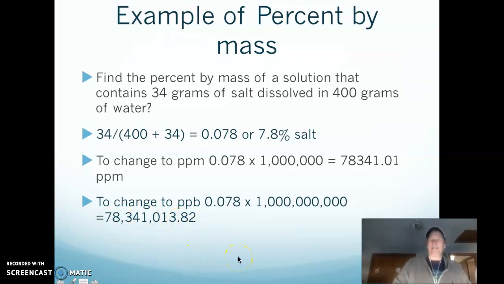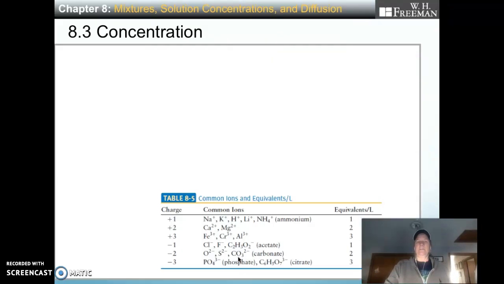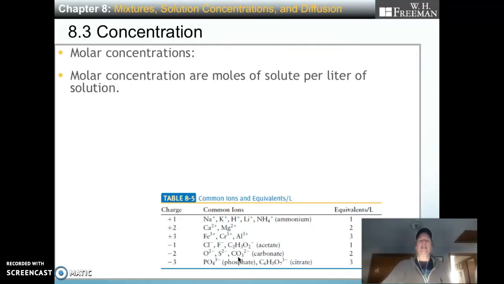It's actually pretty simple. Parts per million, multiply by a million. Parts per billion, multiply by a billion. All right, another type, and this is a really common one in chemistry, is the way of expressing concentration in chemistry. It's molarity, and it's moles of solute per liter of solution.